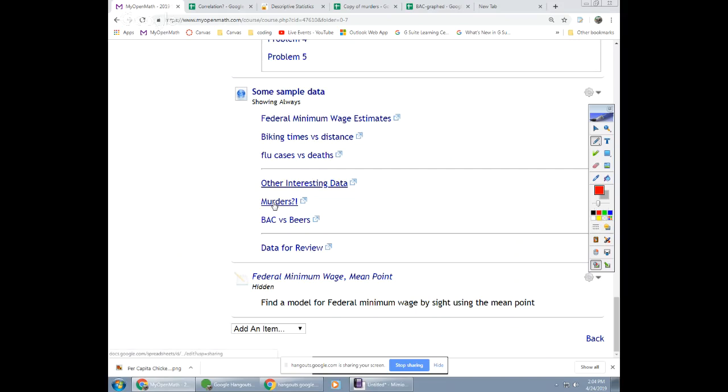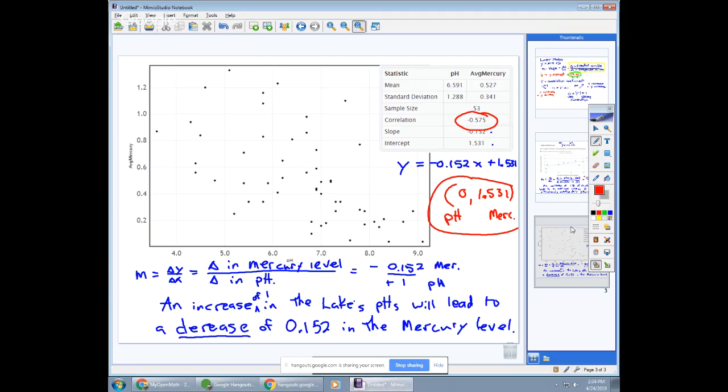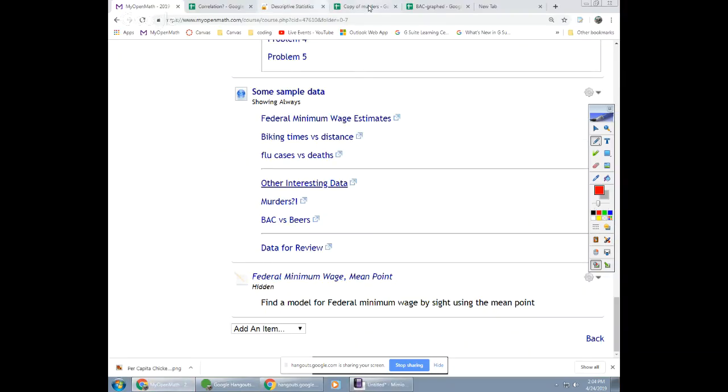So that was StatKey. Let's check out murders. So let's see, we have examples here. All right, that's it for this page. Next, back to the spreadsheet stuff.